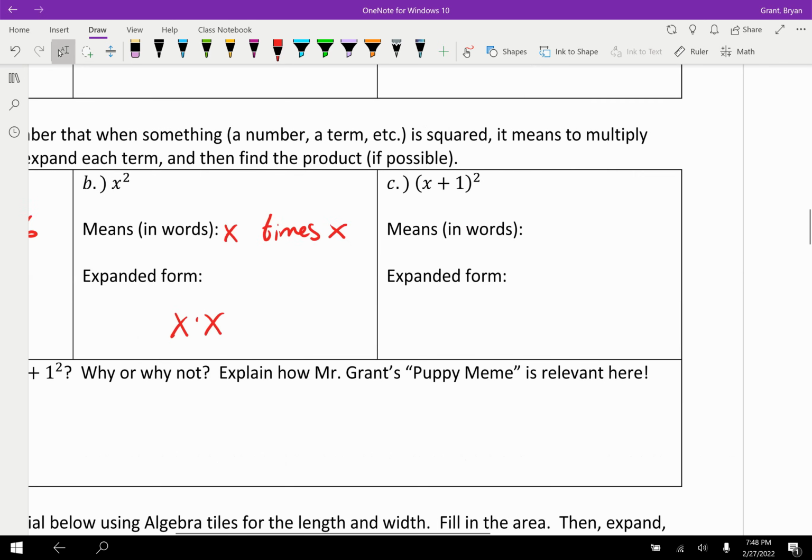And then x plus 1 squared means, and I'm going to have to write this down below, x plus 1 times x plus 1. Now be careful here. We don't want to say the expanded form is x plus 1 times x plus 1 because we're better at PEMDAS than that. PEMDAS would tell us just multiply these two and then add x and 1. Well, that's not what we want to do. We want to do x plus 1 times x plus 1.